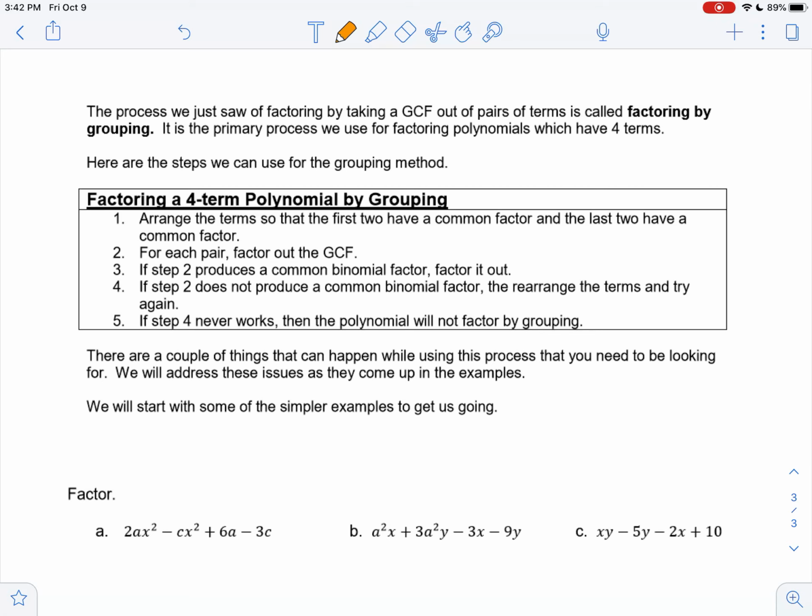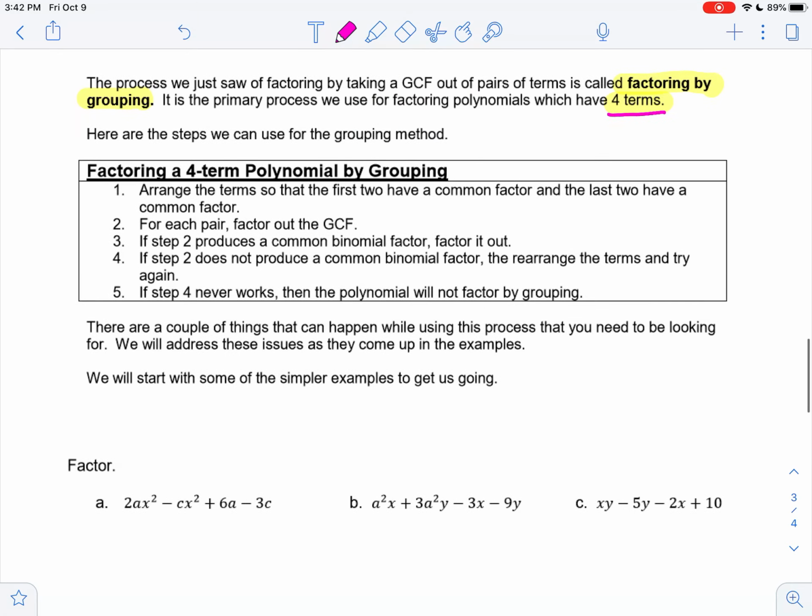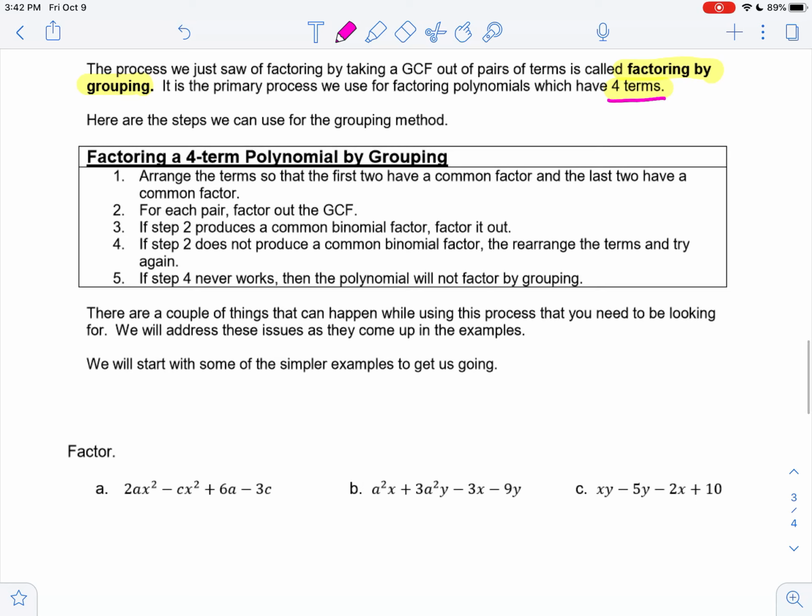So what I'm going to do now is go into this process called grouping, because it's very similar to GCF. What we're going to do now is what we call factor by grouping. The process we saw of factoring by taking a GCF out of pairs of terms is called factor by grouping. It's the primary process we use for factoring polynomials which have 4 terms. So again, we're going to be looking at polynomials that have 4 terms as being polynomials that we factor by grouping. So here are the steps we can use.